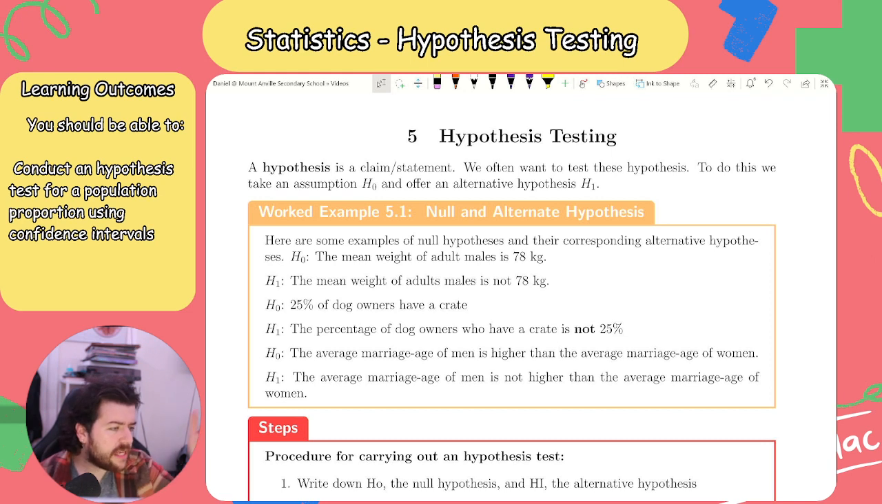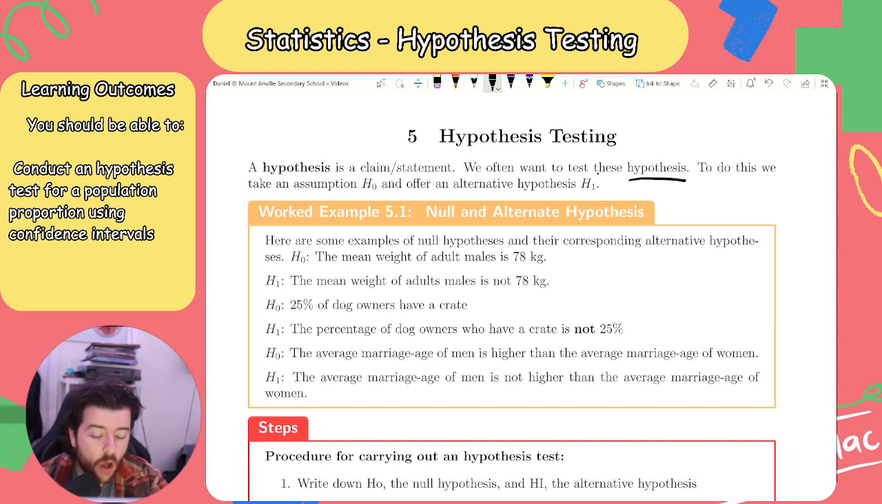So hypothesis, I think hypo is big and thesis is idea. So the big idea, right? That's the etymology of that word. So a hypothesis is a claim or statement. We often want to test these hypotheses, and that's where hypothesis testing comes in.